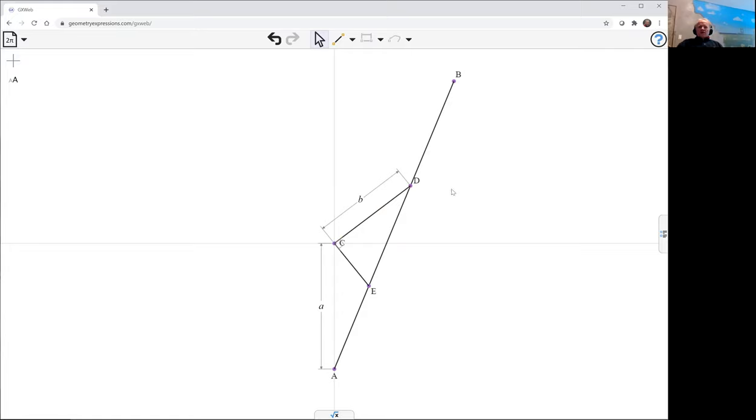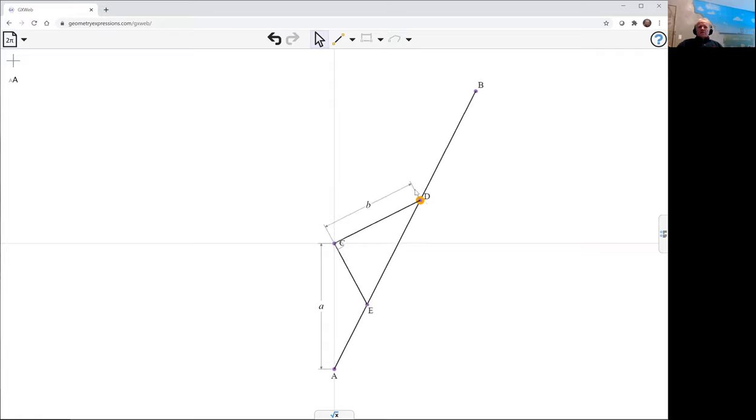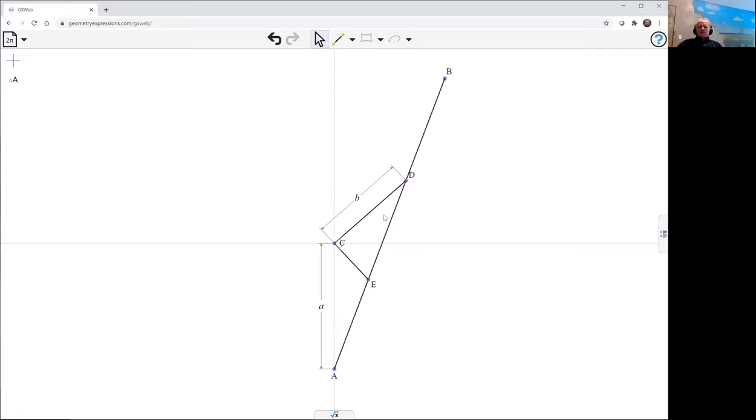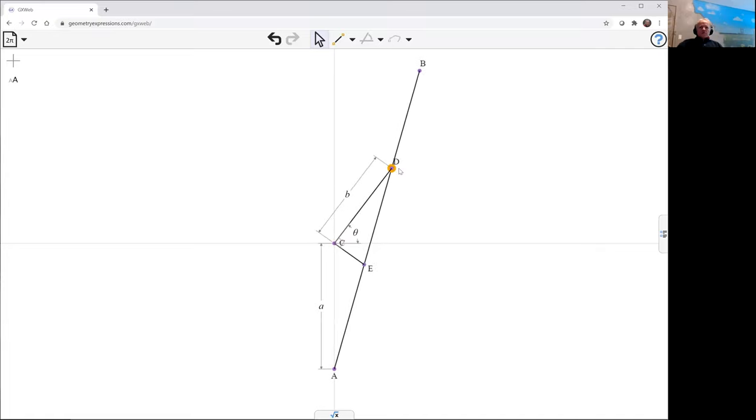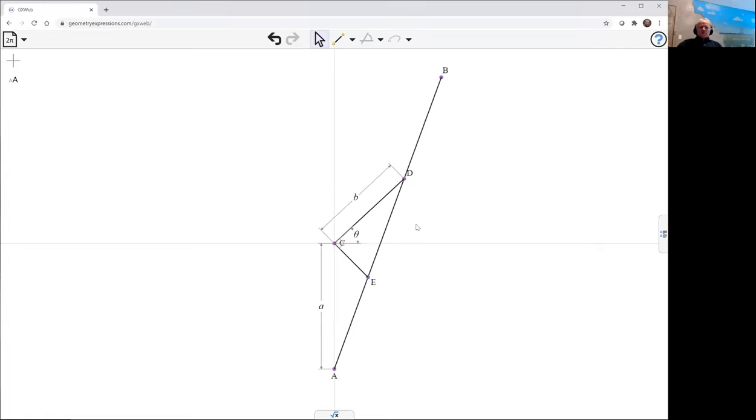And now we're going to make that one turn. So we'll give it an angle theta. And then what we need to look for is the curve that E traces as theta varies.